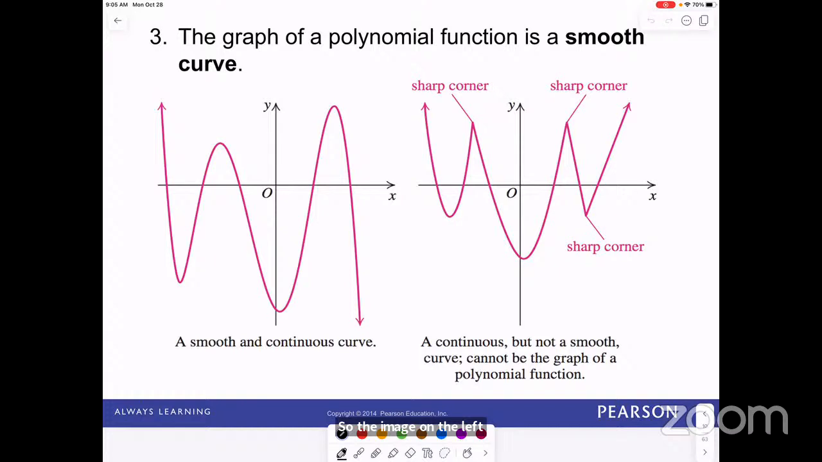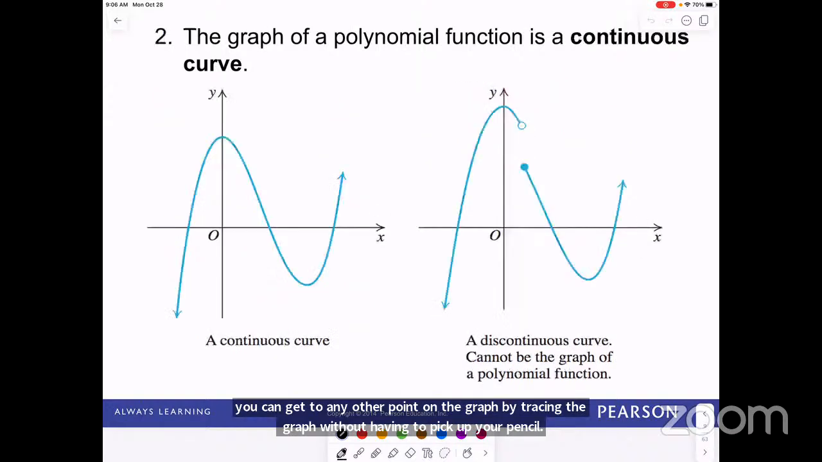So another way to conceptualize continuous: you can put your pencil at any point on the graph and get to any other point on the graph by tracing the graph without having to pick up your pencil. In this example on the right, if we put our pencil on the left and try to get to the far right, we'd have to pick our pencil up to jump over that gap, right? So that means it's not continuous, so it can't be the graph of a polynomial.